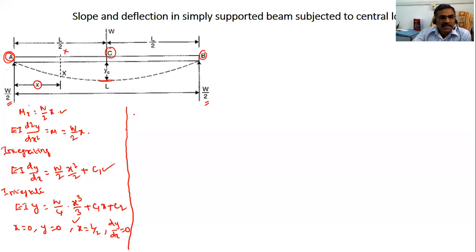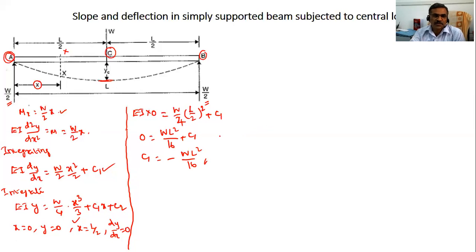Then EI into dy by dx, that is equal to 0, is equal to W by 2, with x equal to L by 2, L by 2 the whole square, divided by 2, so this becomes W by 4 into L by 2 the whole square plus C1. This is L square by 4. So 0 is equal to W L square by 16 plus C1. Then C1 is equal to minus W L square by 16. This will be the value of C1.